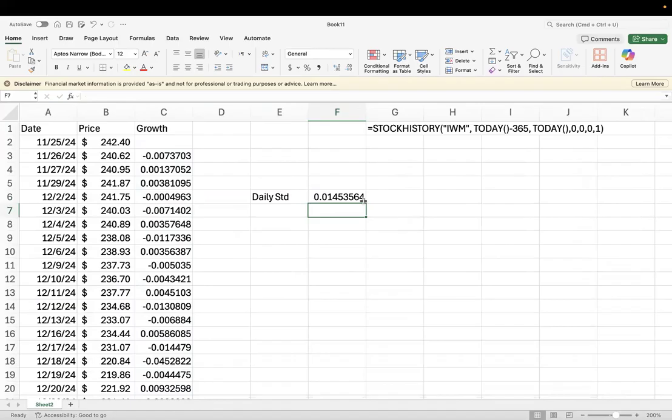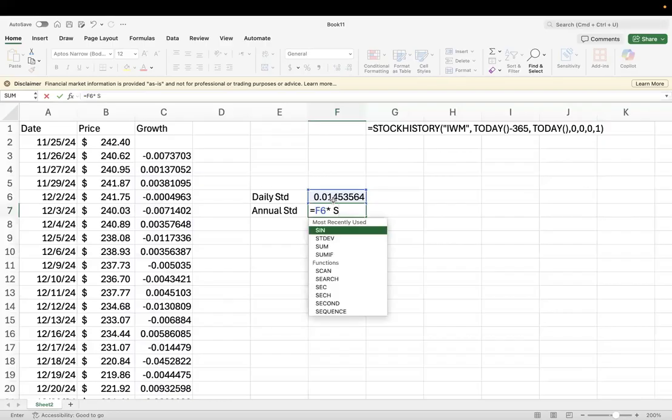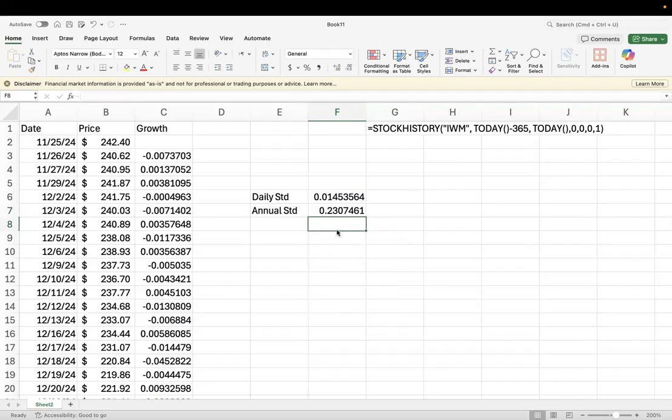Now, in order to calculate annual STD, I have to do this equals this times the square root, SQRT, of 252. This is the formula to convert daily STD to annual standard deviation, and it's 0.23. Nice. I got this 0.23. So I'm going to call this tab STD calculation, standard deviation calc.